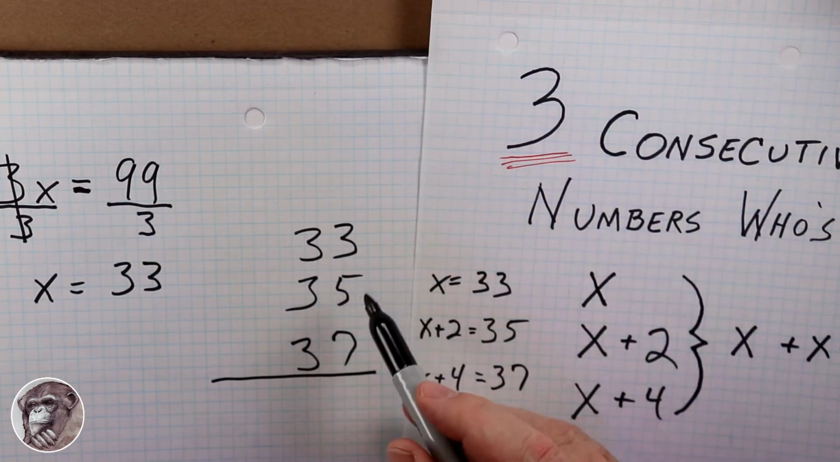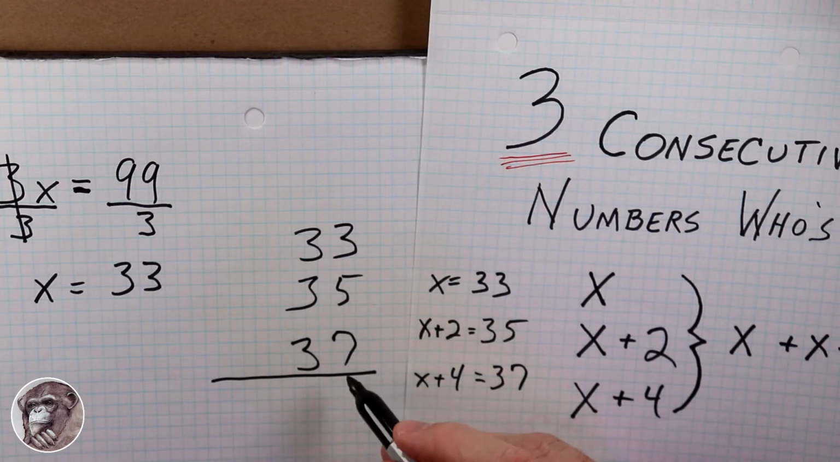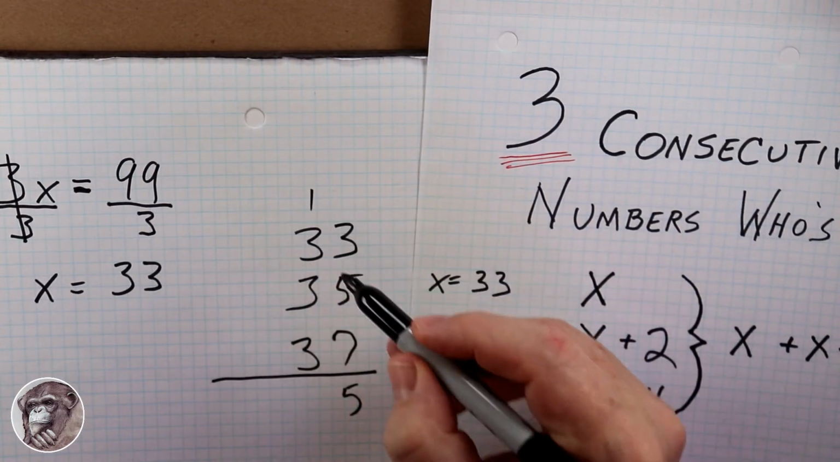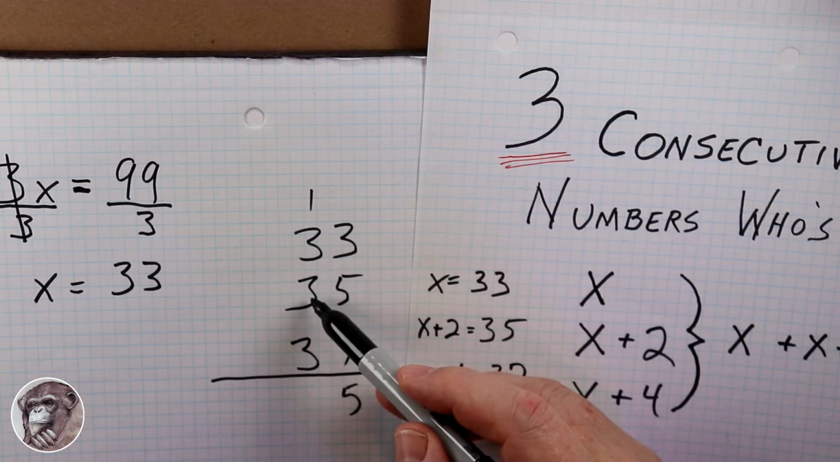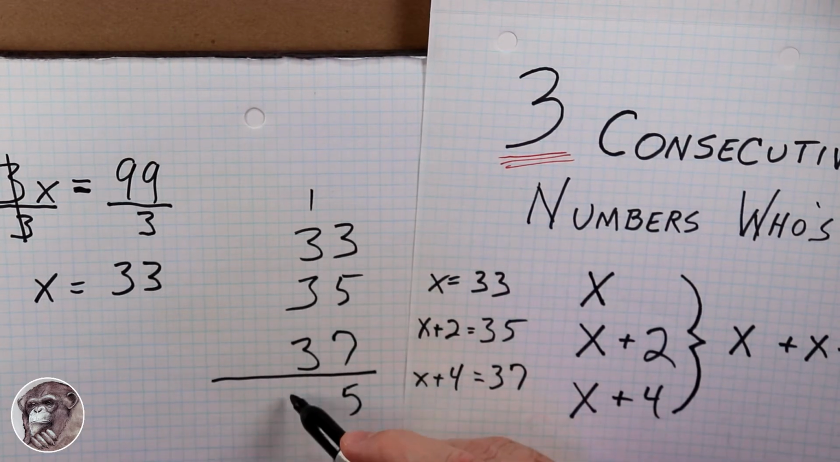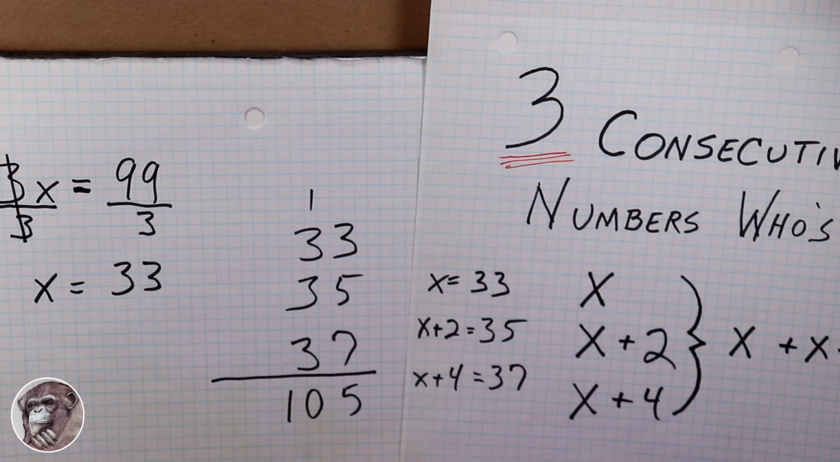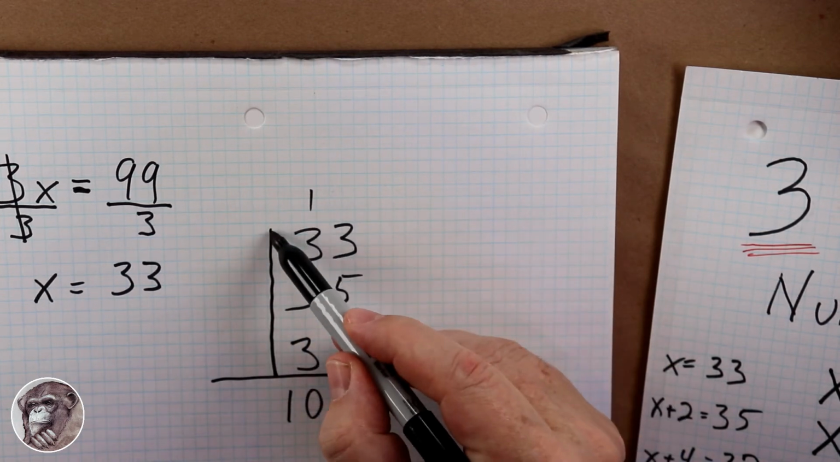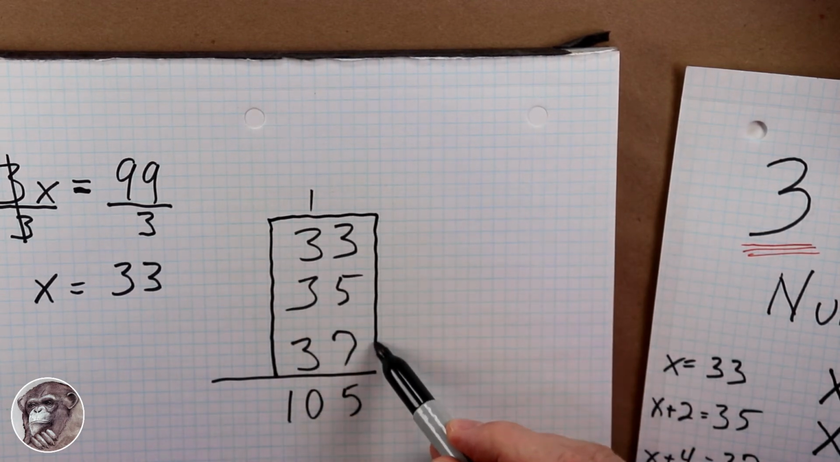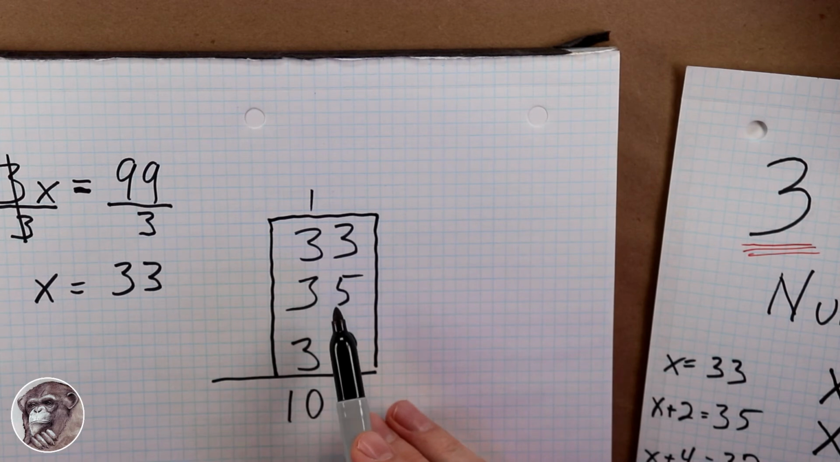So 3 plus 5 is 8, 8 plus 7 is 15, carry the 1. So 1 plus 3 is 4, 4 plus 3 is 7, 7 plus 3 is 10. And there's our total that we started with, and here's our final answer. So the 3 consecutive odd numbers that total 105 are 33, 35, and 37, and that's your answer.